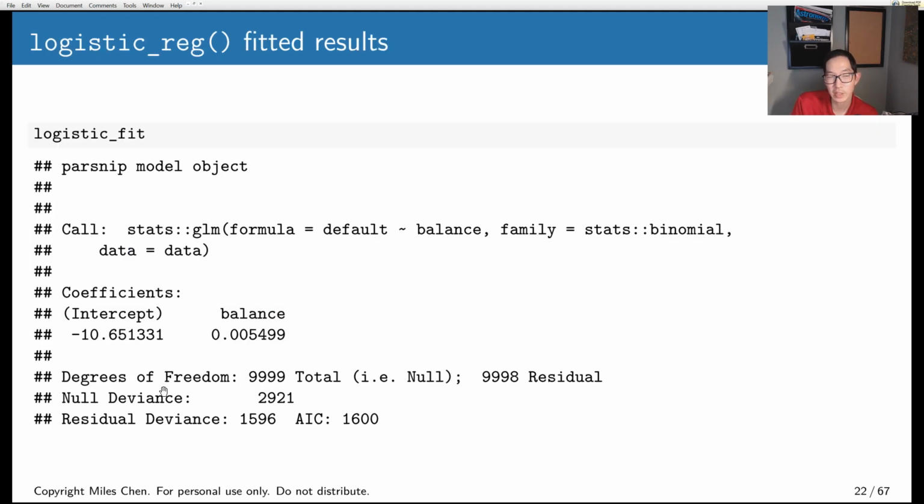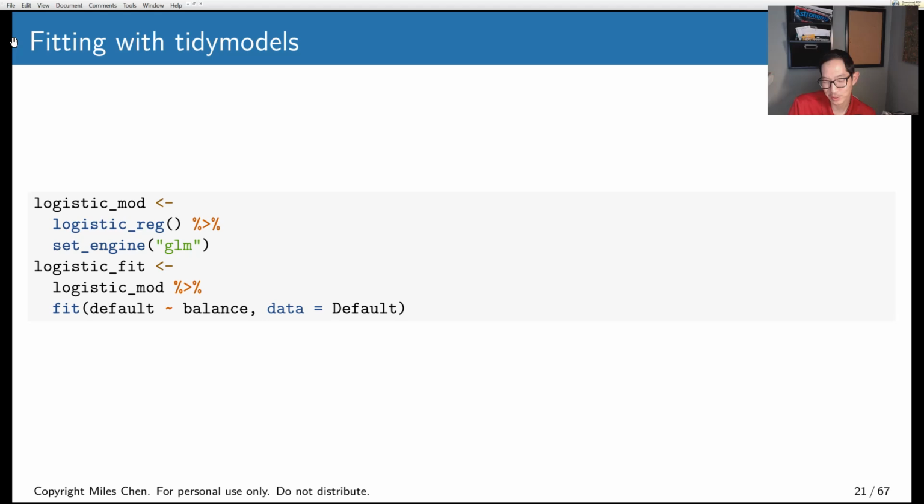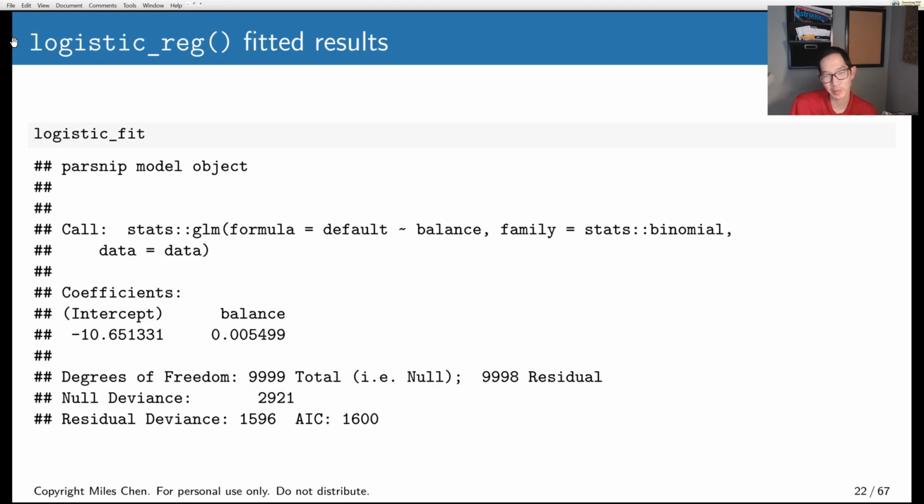And we can say, all right, what is the resulting fit here? And it gives us a little summary. It says, okay, your intercept is negative 10.65. And then the coefficient for balance is 0.005499, which is exactly the same values that I got when I fit GLM over here. And of course, it's going to be the exact same results because we used the exact same engine. Here we use GLM, and in our model specification, we use GLM. So of course, we're going to get the exact same results, but here we can see it indeed in our parsnip model object.